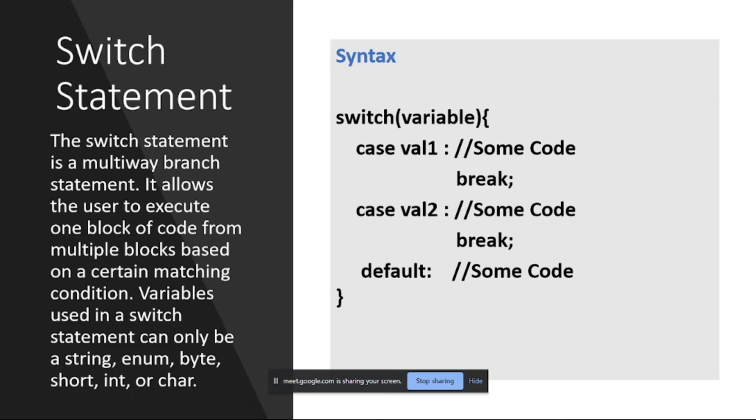The switch statement is a multi-way branch statement. It allows the user to execute one block of code from multiple blocks based on a certain matching condition. So, can you relate one block of code from multiple blocks based on a certain matching condition to the supermarket example? How could that be related? The cost of certain products. Yeah, that's a beautiful thought process.